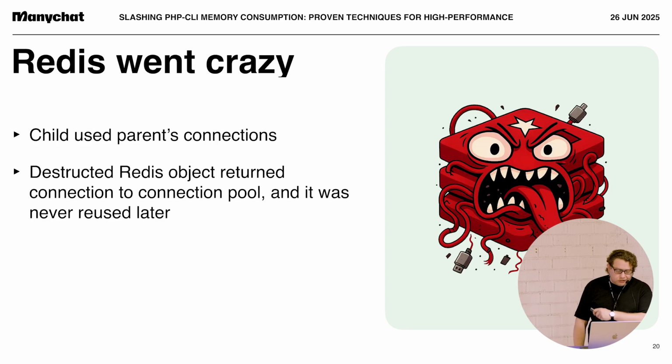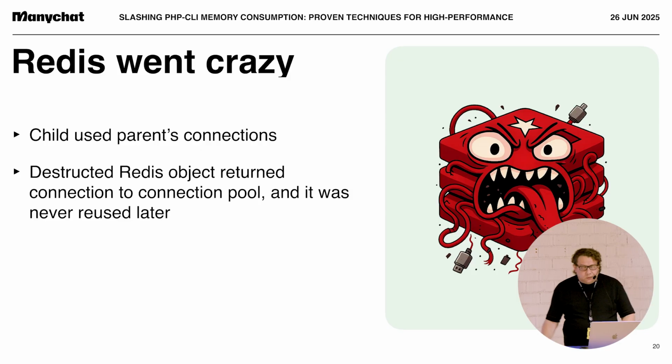Yeah, it went crazy. Turns out that when we fork, the child process inherits all the file descriptors. In Linux, everything is a file, including a connection. So the child processes inherited the parent's connection descriptor and started using the same connection in parallel, and that returned the answer for one child to the other, etc.